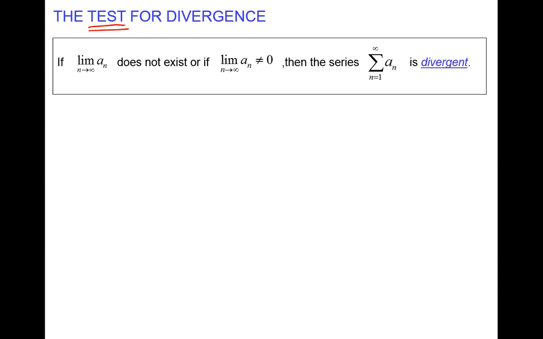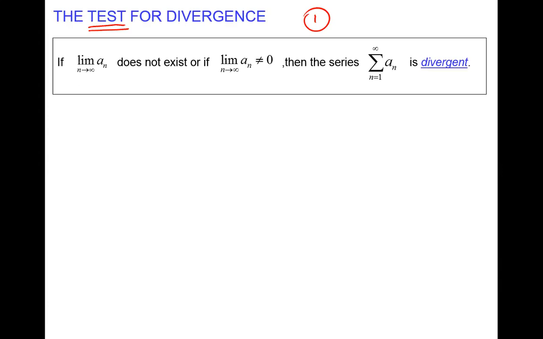Okay, we will have the list of tests, which you have to start making your reference page. And this is the first one. We will call it the test for divergence. The first comment is, look at the name. This test is only testing divergence. We can't say, oh, the infinite series is convergent because of the test for divergence. No, this test is just testing divergence. If something doesn't work, we're not using this test.